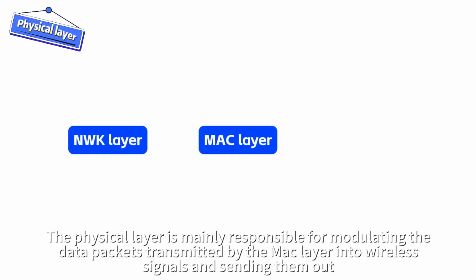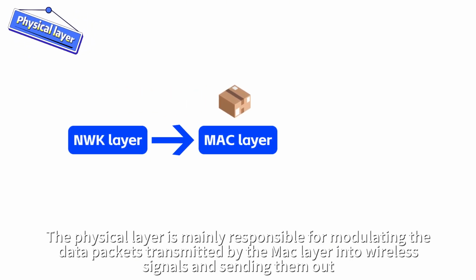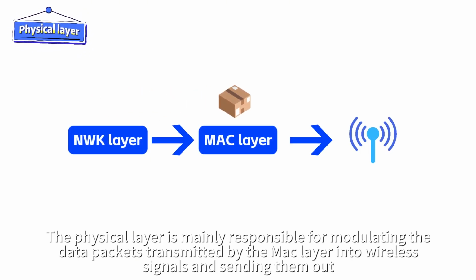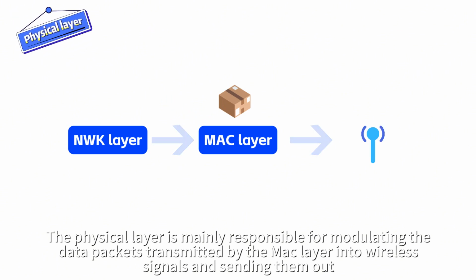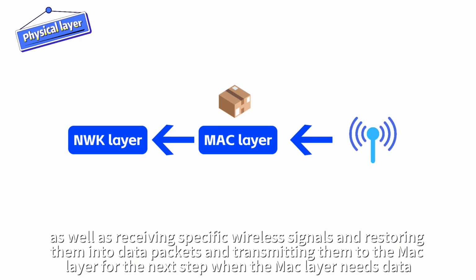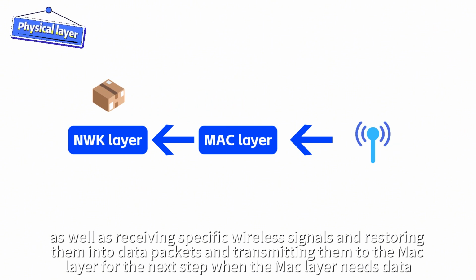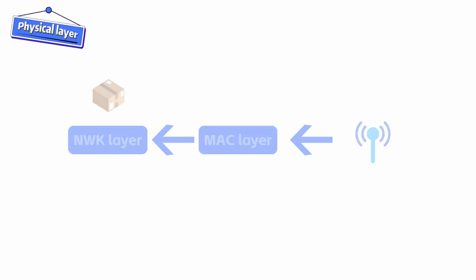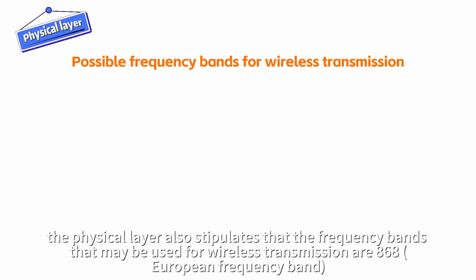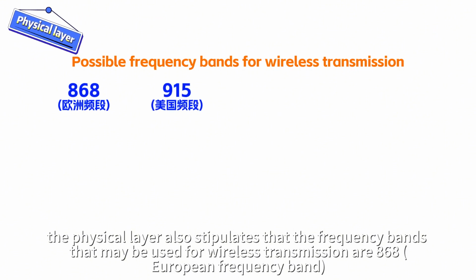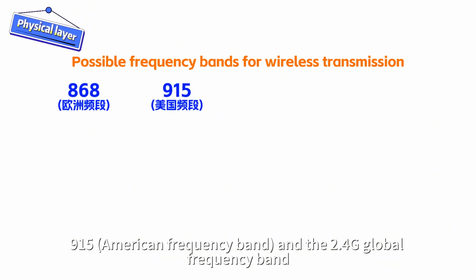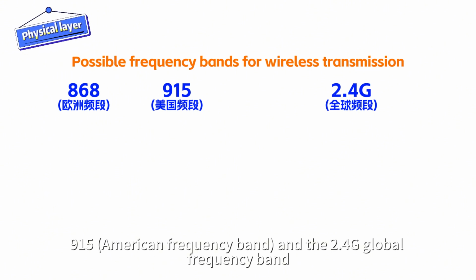The physical layer is mainly responsible for modulating the data packets transmitted by the MAC layer into wireless signals and sending them out, as well as receiving specific wireless signals and restoring them into data packets and transmitting them to the MAC layer for the next step of data processing when the MAC layer needs data. The physical layer also stipulates that the frequency bands that may be used for wireless transmission are 868, the European frequency band, 915, the American frequency band, and the 2.4G global frequency band.